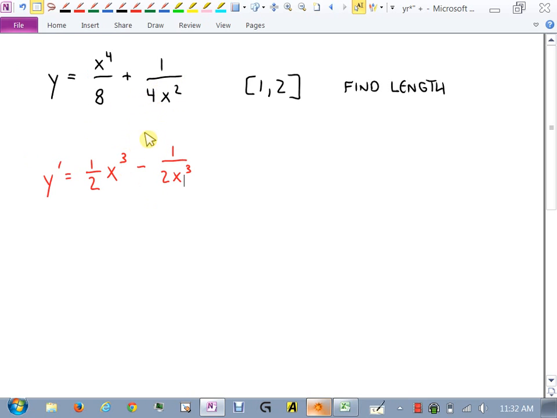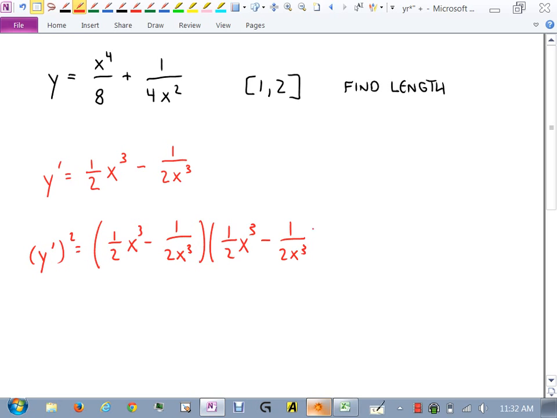I won't take any more time. You should be able to get that derivative. Then square it, right? Oh man, okay, so squaring it means I'm going to take 1/2 x cubed minus 1 over 2x cubed times itself, 1/2 x cubed minus 1 over 2x cubed, and then do some sort of expansion like this.